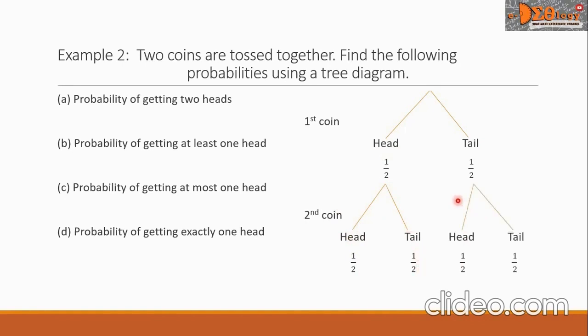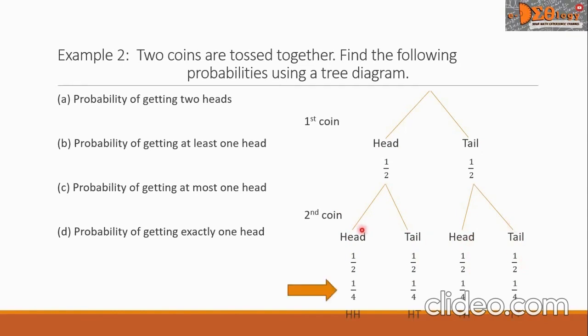Now, for the second group of branches, where the first coin is turned tail, for the second coin, there are two possibilities. It may turn head or tail. For the head, the probability is 1/2. For tail, it is also 1/2.